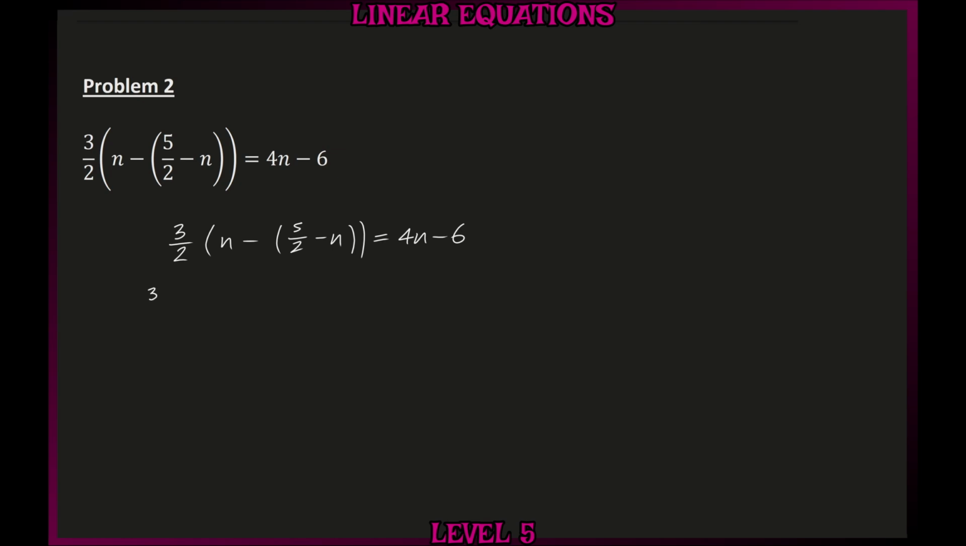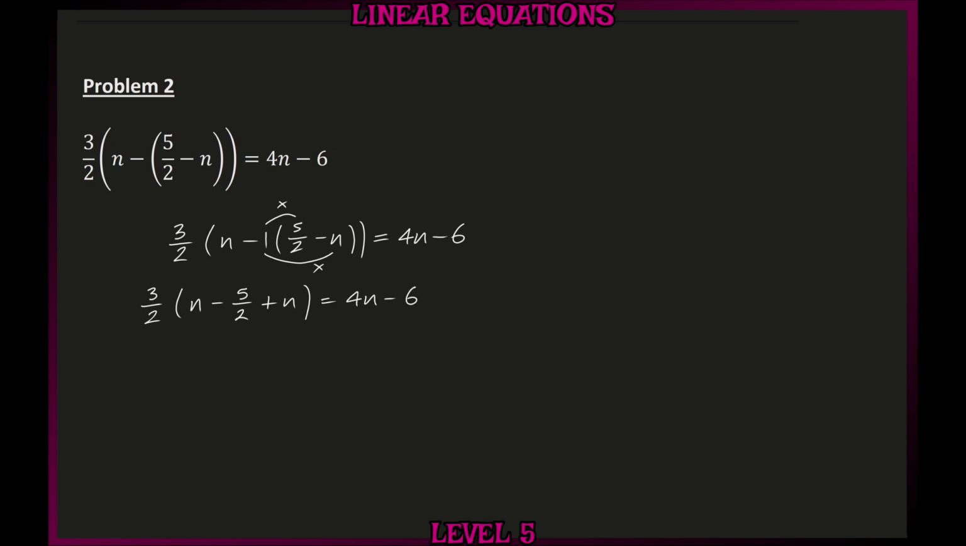So the left becomes 3 over 2 multiplied by n, and the minus in front of that bracket is actually like having a minus 1 there. So we can expand that bracket. So minus 1 multiplied by 5 over 2 gives us minus 5 over 2, and minus 1 multiplied by minus n gives us plus n, and that's equal to 4n minus 6.